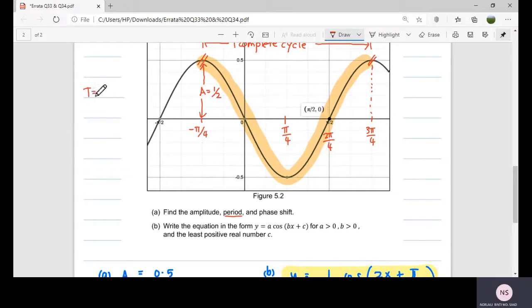So for the period T, we have pi over 4, okay, for this area, plus 3 pi over 4. So we have here 4 pi over 4, which will give you pi. So this is the duration for one complete cycle.